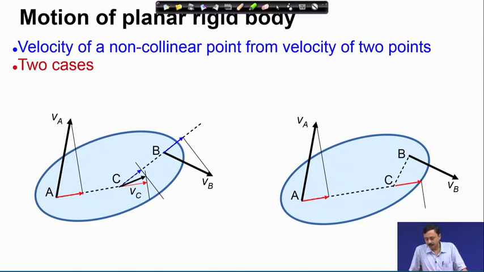Now, how to find the velocity of point C? I drop perpendiculars onto this red vector and the 0 vector through point C. For the 0 vector along C B, I drop a perpendicular, which passes through C perpendicular to C B. The intersection of these two perpendiculars must be V C, and you can very easily check that the projection of V C along A C is the red vector and the projection of V C along C B is 0.